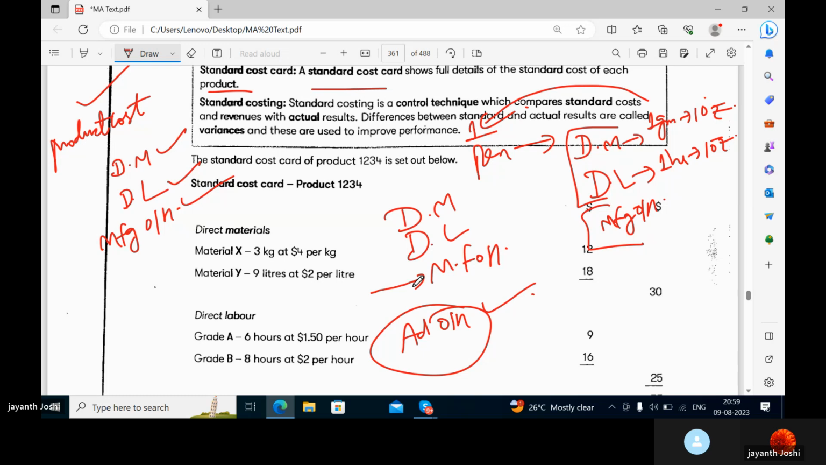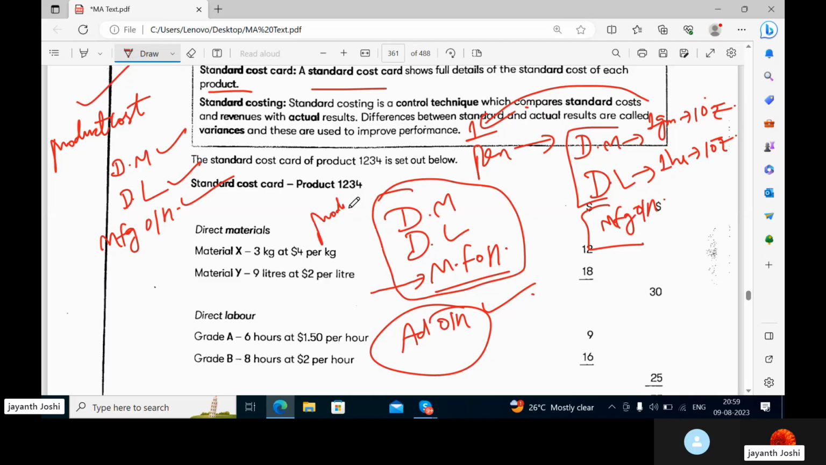Yes, sir, it is right. They are not involved directly, but definitely for making the product, we are incurring some indirect cost as well. Those are manufacturing overheads. So these things I will take under product cost, and this particular thing I will take under period cost as per absorption costing. This is one of the types of costing.